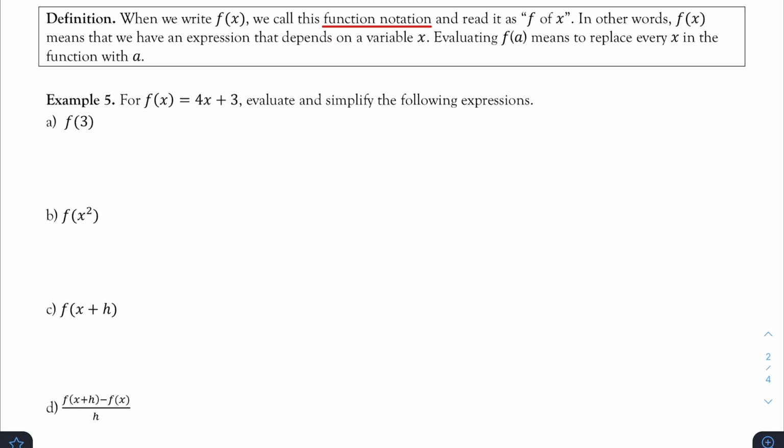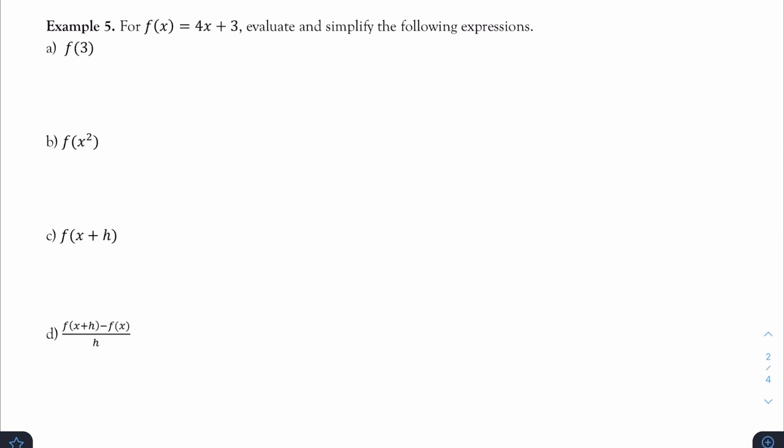So let's look at example 5. If I have f of x equal to 4x plus 3, evaluate the following expressions, simplifying as needed. For the first one, I have f of 3. Remember what I said. f of 3 means I look at my original function, and anywhere there is an x, I'm replacing it with that expression. In this case, I'm replacing x with a 3. So I can write this as 4 times, instead of x, I have 3, plus 3. This is me replacing my x with a different number or expression.